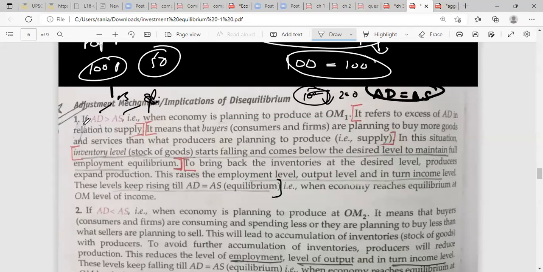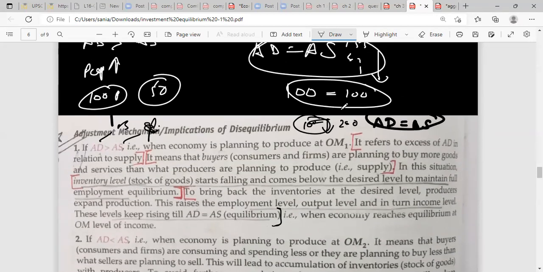So first of all, you will write if AD is greater than AS, it refers to excess of aggregate demand in relation to supply. It means buyers are planning to buy more goods and services than what producers are planning to produce. In this situation, inventory level, which is stock of goods, starts falling and comes below the desired level to maintain full employment equilibrium. So now stock is coming down, and of course they have to maintain this equilibrium.